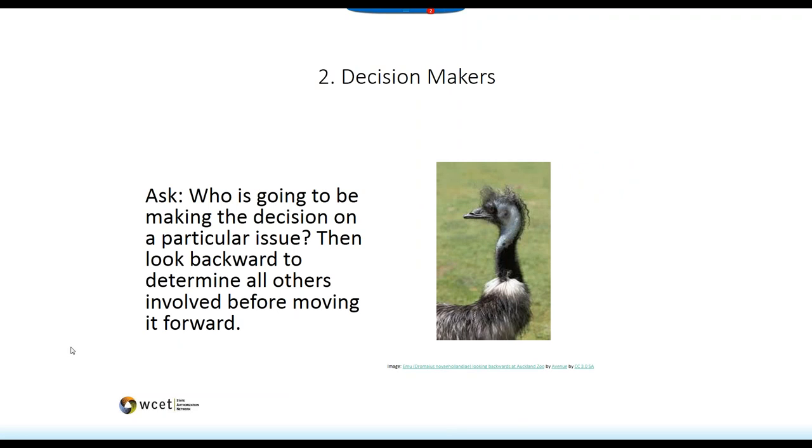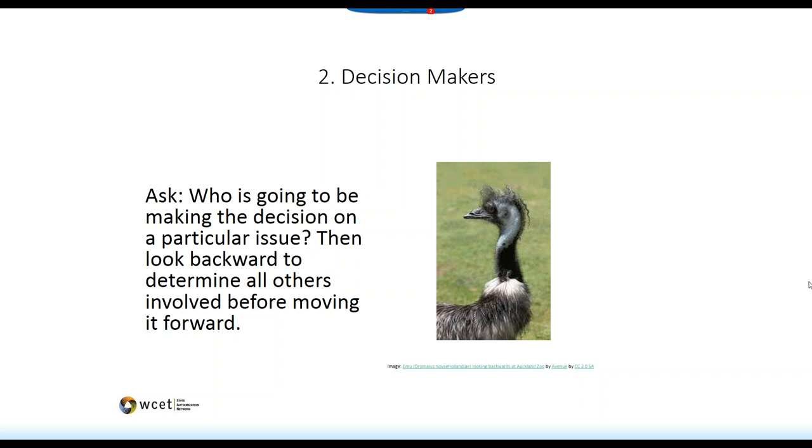Now, what I term the decision makers. On a particular issue, I try to ask who's going to be making the ultimate decision at the end of the day. Then I try to look backward to determine all of the others that will be involved before moving it forward. With state authorization, it sometimes comes as a surprise to me to discover all of the departments or individuals that may need to weigh in or sign off on a particular issue. So when I've identified that project or goal, I figure out who's going to be making the ultimate decision, whether it's, for example, the registrar or the general counsel, on whether or how we're going to proceed.